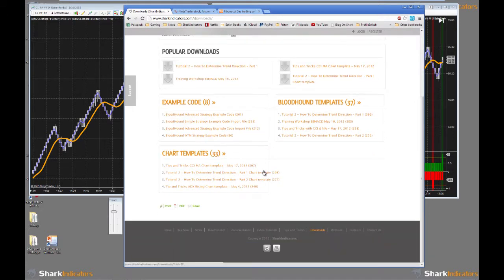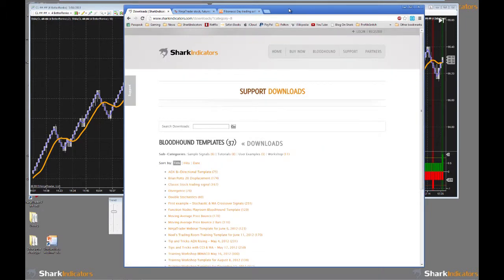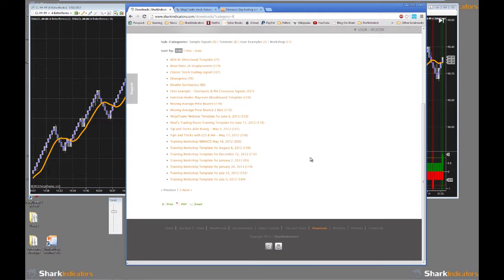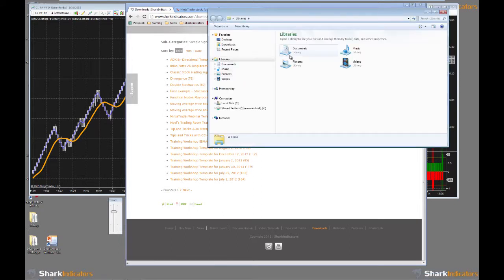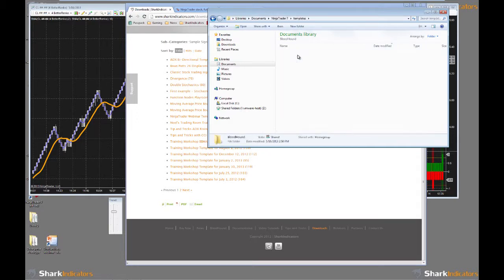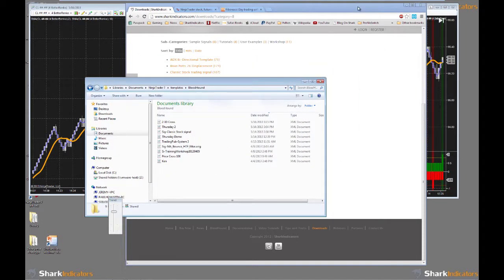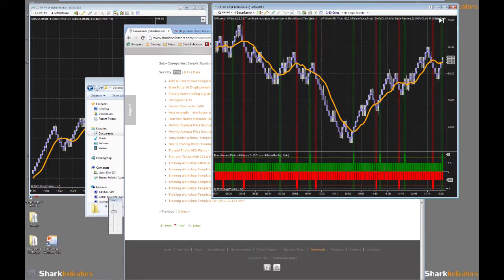And here are basically all the templates that we've produced from past webinars or demonstrations, and a lot of these might have tips and tricks videos associated with them, and you can just simply download them. You put them into your NinjaTrader. Once you've got this template, you just throw it in your Documents folder, NinjaTrader, under templates, Bloodhound. Throw them in there, and they're just XML files, and then you can load them up in Bloodhound, or you can put them anywhere. Really, it doesn't matter. Okay.